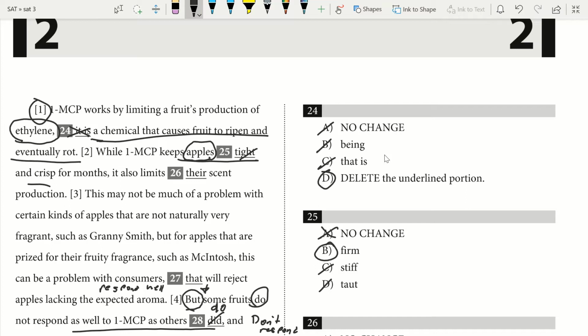And then we have it also limits there, and we know that this is the correct form of there, and also that it isn't going to be its because it's talking about apples, right? So apples is our noun here. Apples is plural, so we need to have there because there is plural as well.